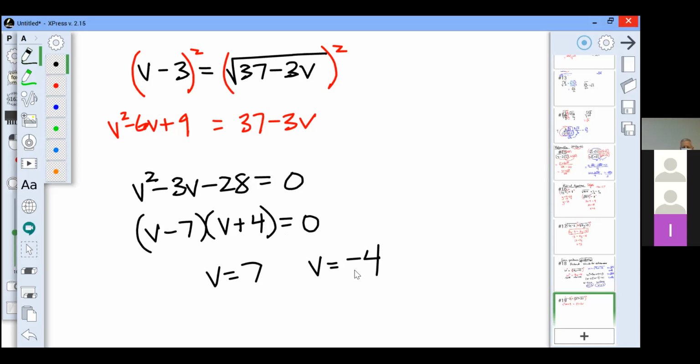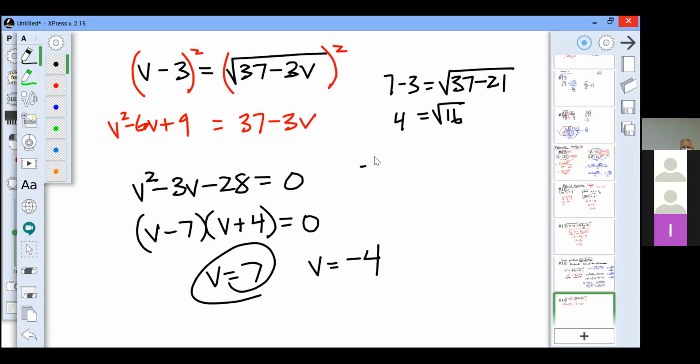Let's see what happens. My gut says -4 doesn't work. 7 minus 3 is 4. The square root of 37 minus 21 is 16. We'll take that one. -4 minus 3 is -7. And -7 is not going to be equal to the square root of anything over here. Okay, so no, that doesn't work.